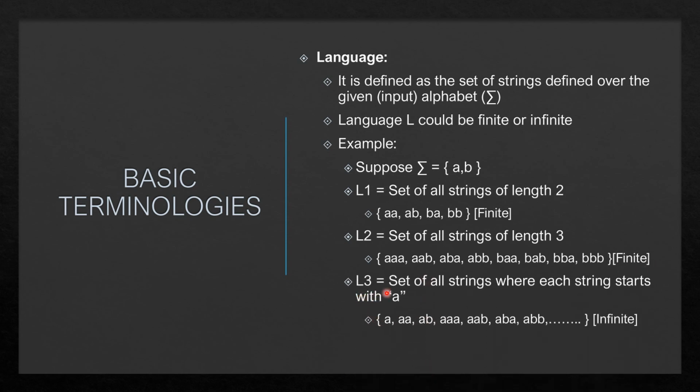Finally, L3 is equal to the set of all strings where each string starts with a. Here the language generated will be infinite, as we can have n number of combinations of strings that can be generated where it starts with a.